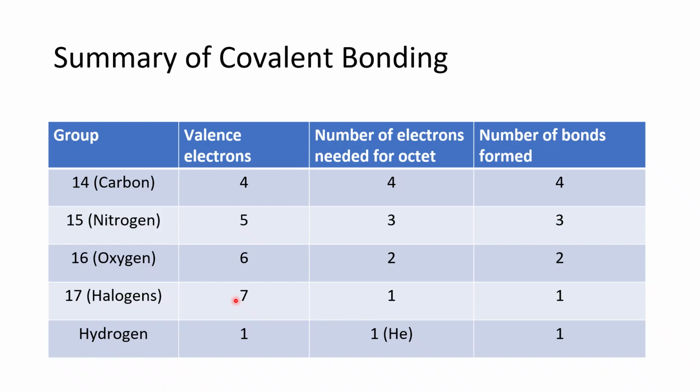And halogens, chlorine, fluorine, bromine, those types of things, they all have 7 valence electrons. They need 1 more to have 8. So they will typically make 1 bond. And then hydrogen will always make 1 bond because it's trying to be like helium.